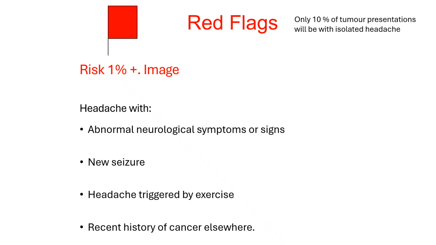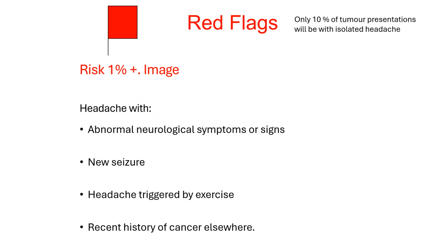There are lots of frameworks for supporting you as to who to image. We can be reassured that only 10% of tumours will present with headache only. If they present with headache, of which 50% of tumours do, the majority will have another feature, sign or symptom, which will alert you to the fact that there is some other problem. And I'd like to talk about red flags and orange flags. So these red flags are where there is probably a risk of over 1% of an underlying tumour and you need to image them. Clearly headache with abnormal neurological signs or symptoms.